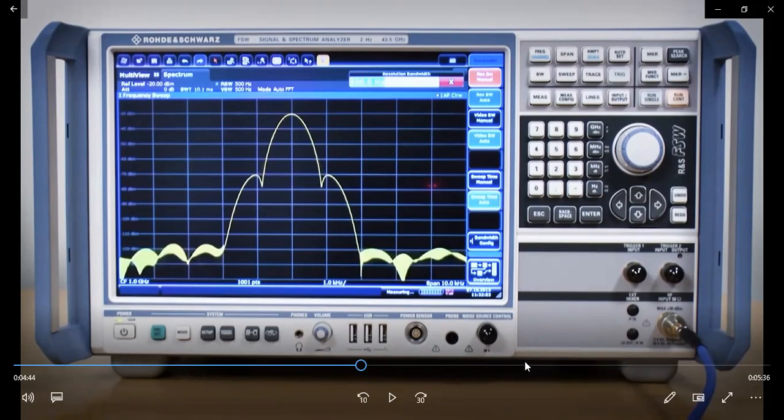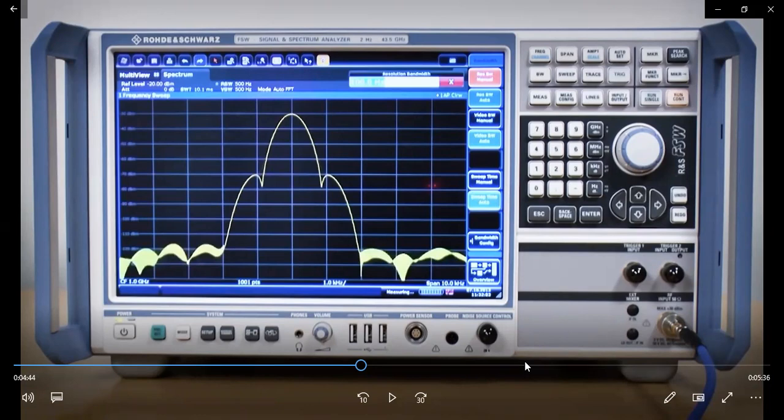Another way to improve the resolution is setting RBW. So there is a control by which you define the RBW. You may set it say 3 kilohertz or 30 kilohertz or even higher. Okay, so you set some value for your RBW. What that is.